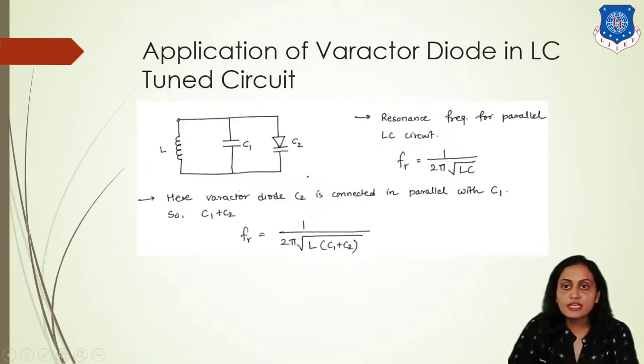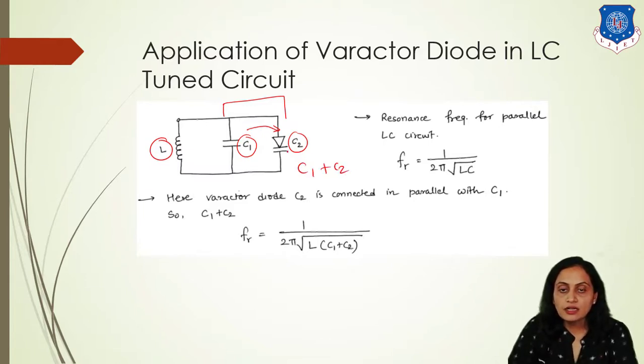Now application of varactor diode in the LC tuned circuit is shown over here. So this is the LC tuned circuit in which this is the inductor which is connected in parallel with the capacitor, and also one varactor diode which offers the C2 capacitance is connected in parallel. So these two are the two capacitors connected in parallel. So equivalent capacitance for this parallel capacitance will be C1 plus C2 as it is in parallel. Now resonance frequency of parallel LC tuned circuit is given by 1 divided by 2 pi square root of LC.